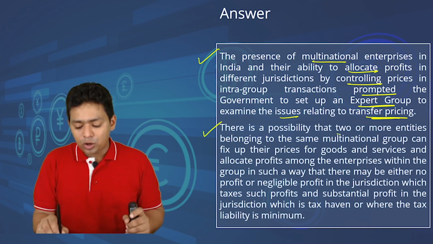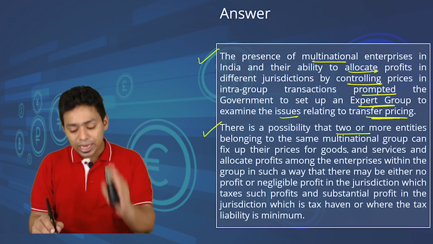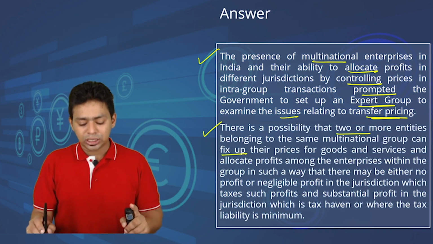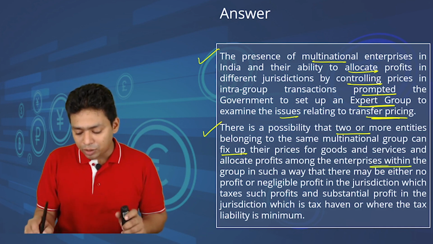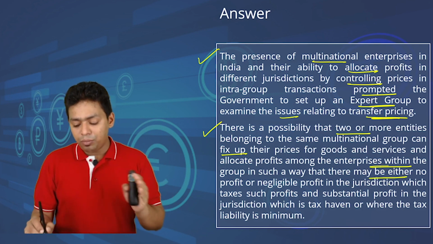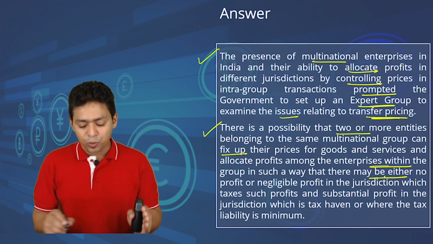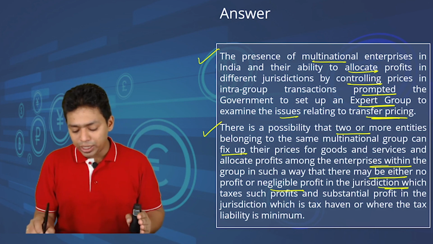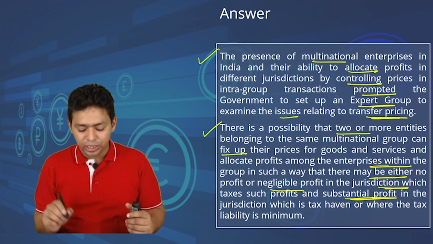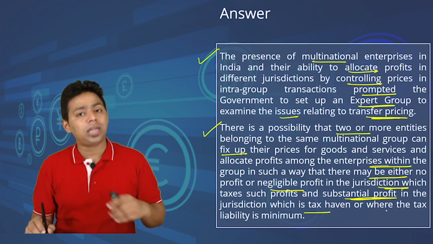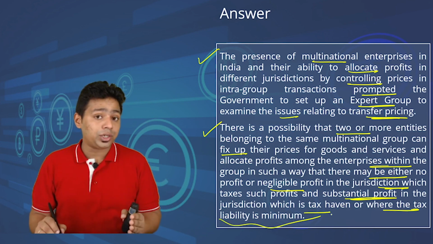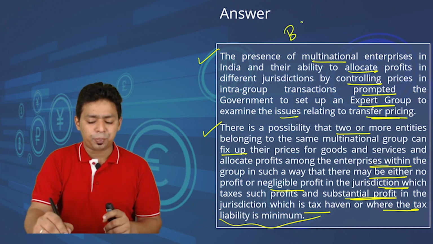There is a possibility that 2 or more entities belonging to the same multinational group can fix up their prices for goods and services and allocate profit among enterprises within the group in such a way that there may be either no profit or negligible profit in a jurisdiction which taxes such profit, and substantial profit in a jurisdiction which is a tax haven or where the tax liability is the minimum. So either no tax jurisdiction. So what they do? They are actually doing BEPS.